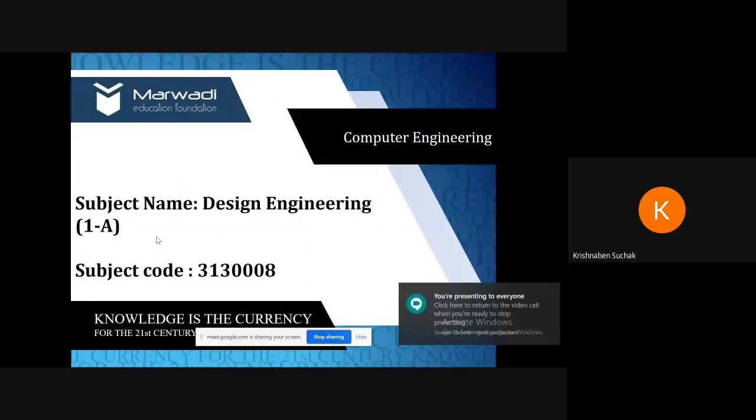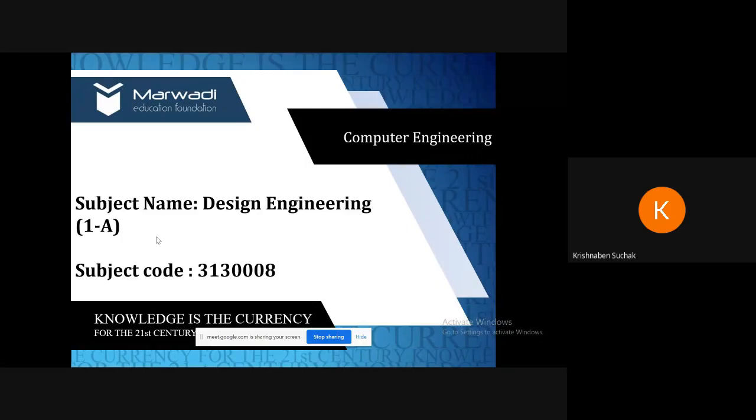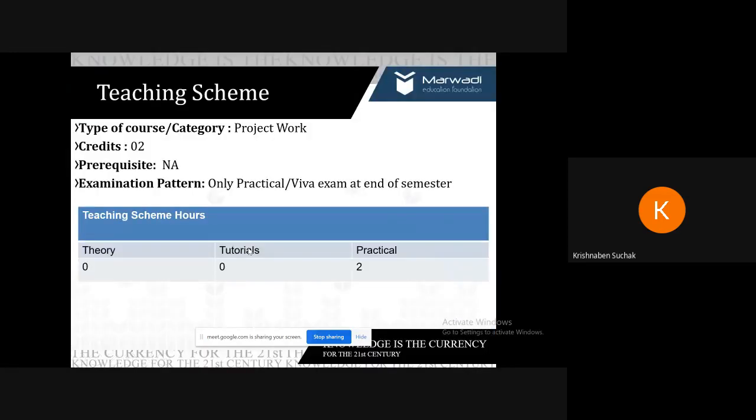Okay, so let us go through this PPT. Design engineering is divided. This is the course you are going to learn from SEM 3, SEM 4, SEM 5, and SEM 6, so it is divided into four parts. This is your first year of design engineering, and in third semester it is 1A. The subject code of this course is 313008. In this course, you will have project work and credits.